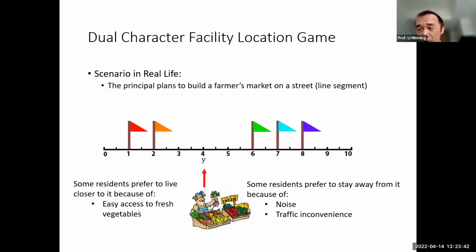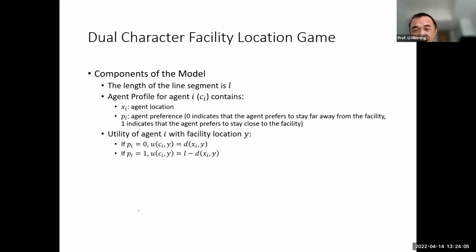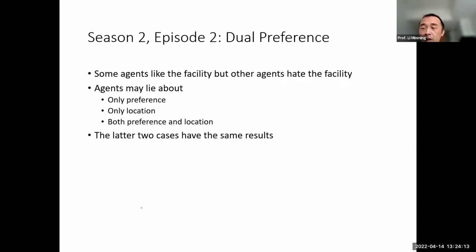And this is the rationale behind dual preference. So assume that for the same facility, some people like it, some people hate it. Because people may have different preferences, they may not only cheat about location, they will also cheat about preference. I may say, I don't like it, but actually I like it, right? Because there are more cheating options, we have different versions. There is a version where you can only cheat about preference, a version where you can only cheat about location, and sometimes you can cheat about both.